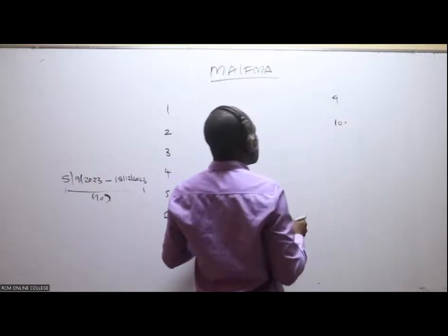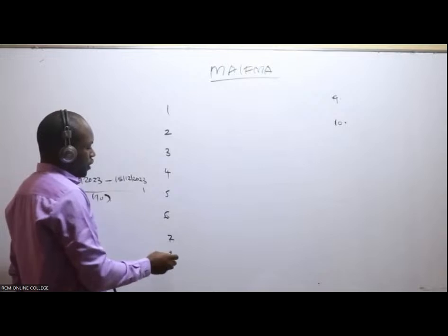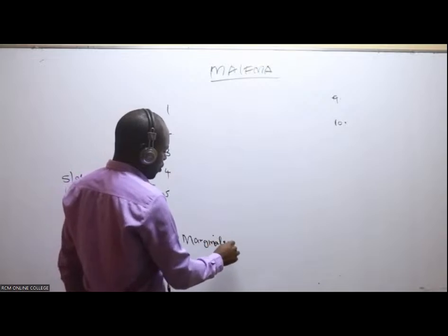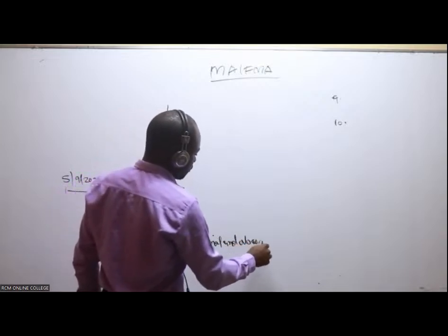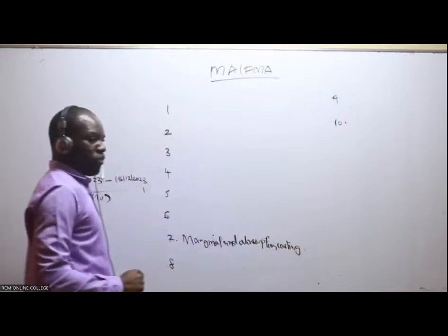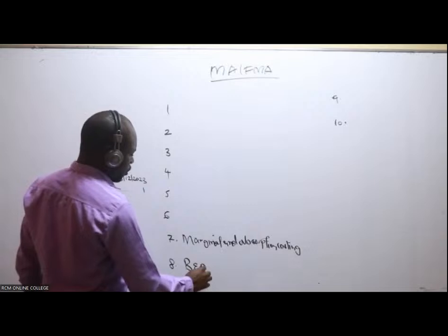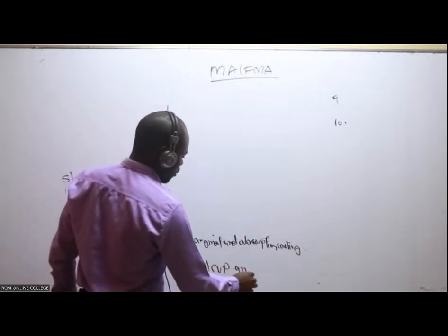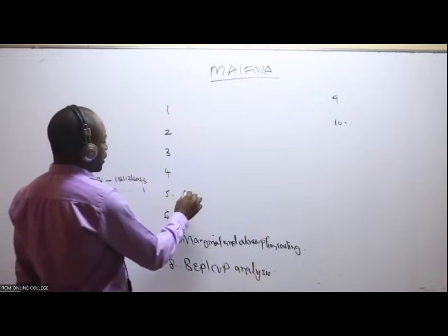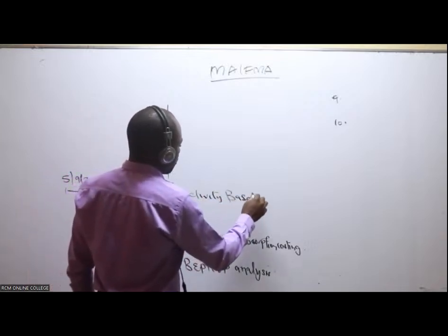So let me just mention the topics, and then from that point, we'll be able to understand what is going on. So topic number 7, we have marginal and absorption costing. Topic number 8, we have break-even point, CVP analysis. Topic number 5, we have activity-based costing.